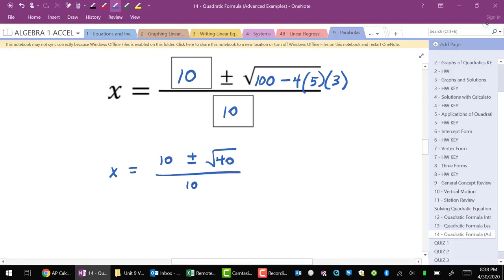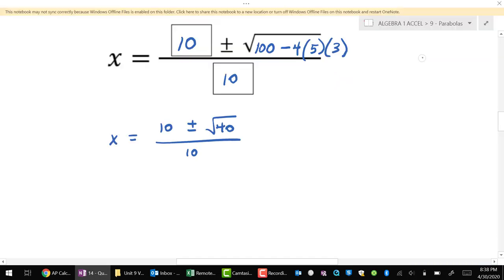Be really careful. Here's a caution. Don't do this and cross out the 10s and say, boom, my answer is plus or minus root 40. That is wrong. Be very careful. We are not allowed algebraically to reduce part of a numerator with a full denominator. That is incorrect algebra, incorrect cancellation. So be really careful that we don't do that. There's a warning for you.